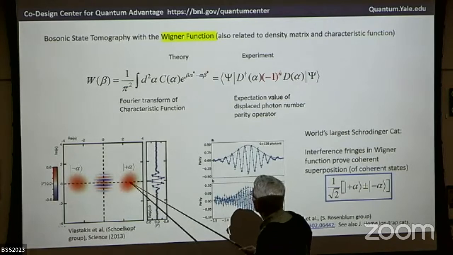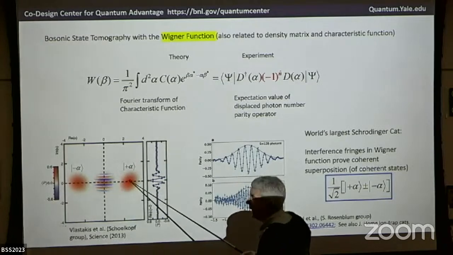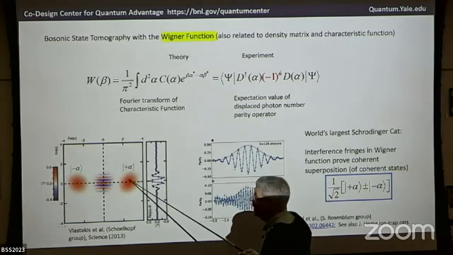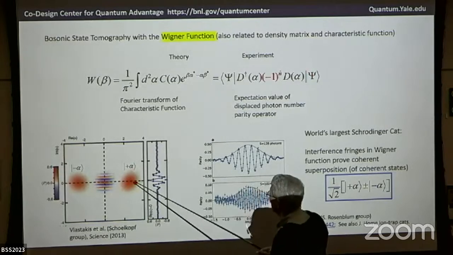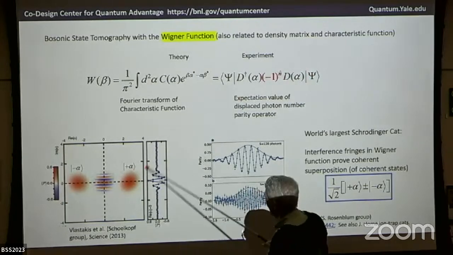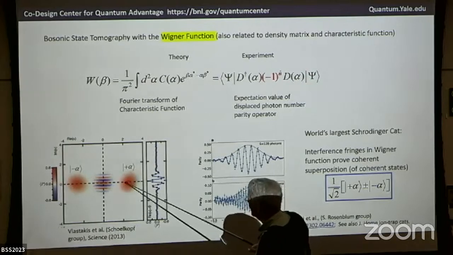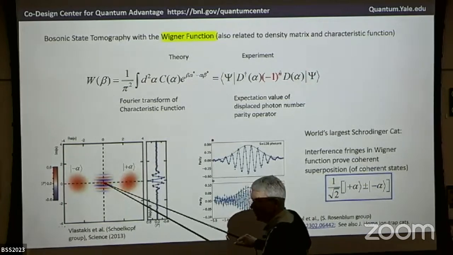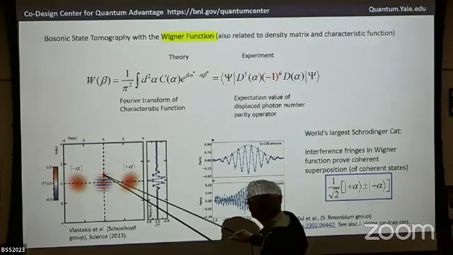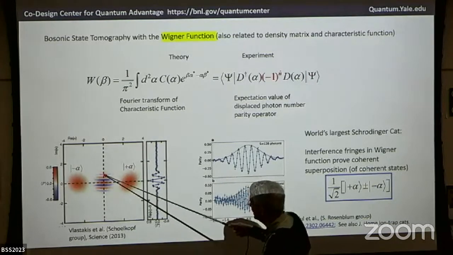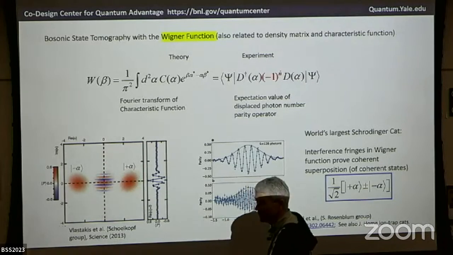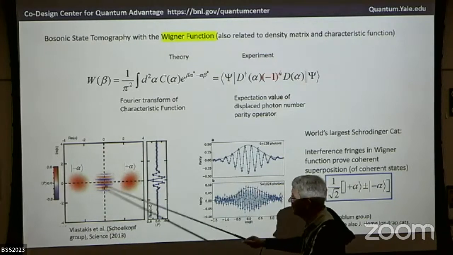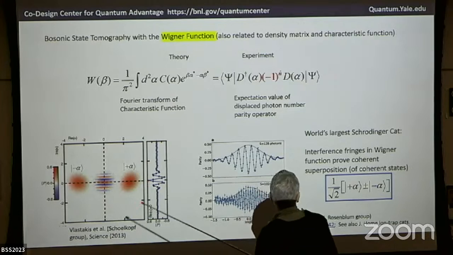The way you measure it at this location, alpha, is you displace the state. I possibly have a sign error here. You displace the state back to the origin and measure the parity of the displaced state. To measure the Wigner function at this point, you displace the oscillator back to the origin and measure the parity. And how do you measure the parity?